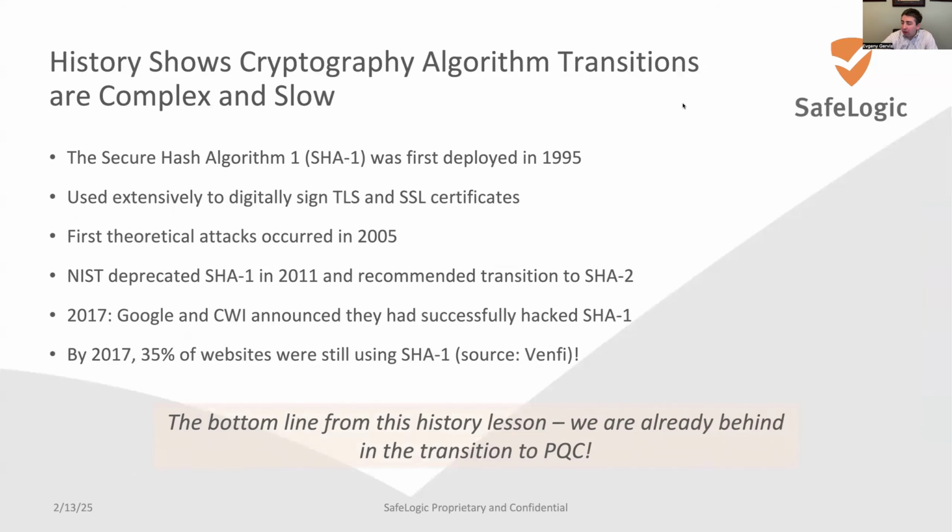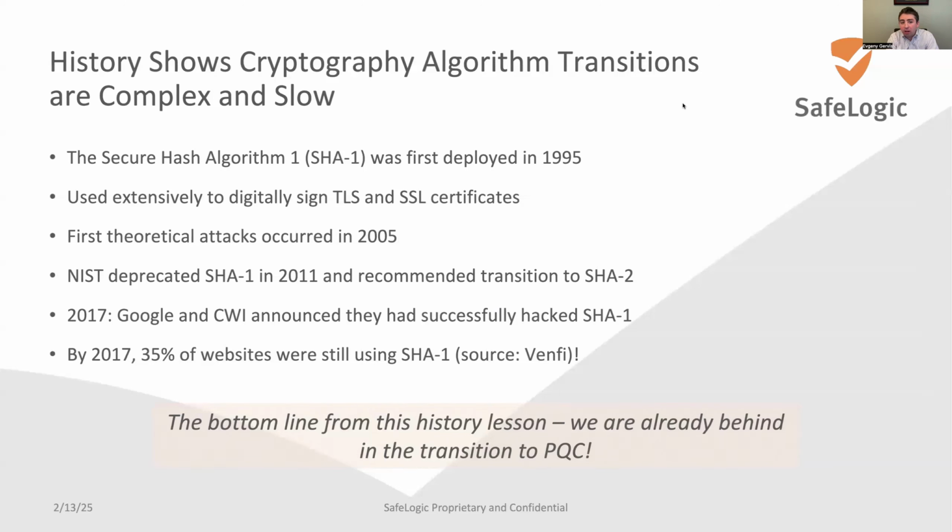The other thing to keep in mind is that it takes a very, very long time to migrate, to transition to new cryptographic algorithms. And this one is going to be a huge transition. We literally have not seen anything like this before, having to migrate all of our PKI, all of our symmetric cryptography to quantum resistant cryptography. So if you look at the history and use it as a guide, there's, for instance, SHA-1, the well-known secure hash algorithm, which was first deployed in '95. It was used pretty extensively in TLS and SSL certificates and all of that.